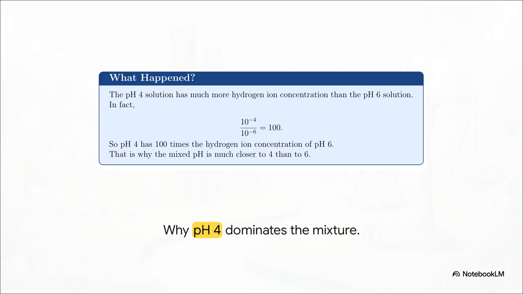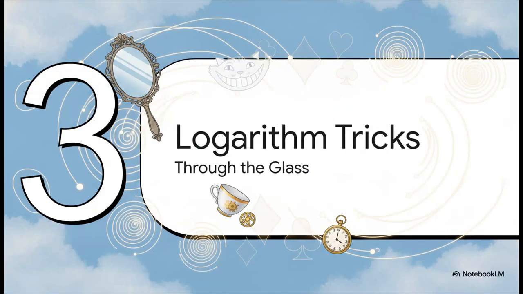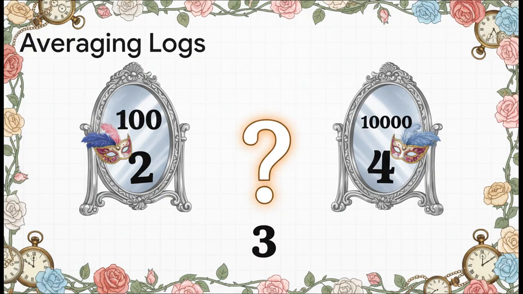Because pH 4 is so overwhelmingly concentrated, it just dominates the mixture and pulls everything heavily toward itself. That brings us to Section 3, through the logarithm glass. So that pH example, that was basically a logarithm trick in disguise. Let's look at some standard base 10 logarithms.